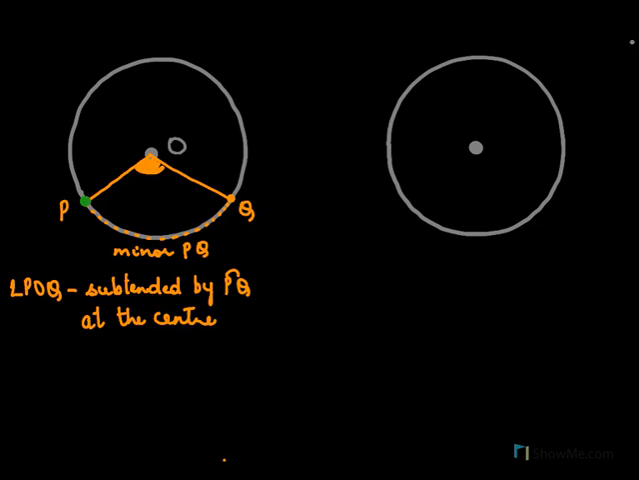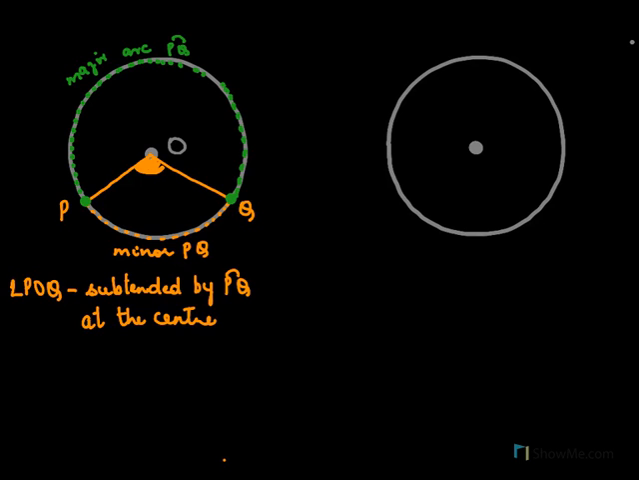Now for the same points P and Q, I get a minor arc, and I also get on the other side a major arc. This PQ is a major arc, and it is major because it is more than the semicircle. So here I have major arc PQ. Now this major arc PQ also subtends a central angle.